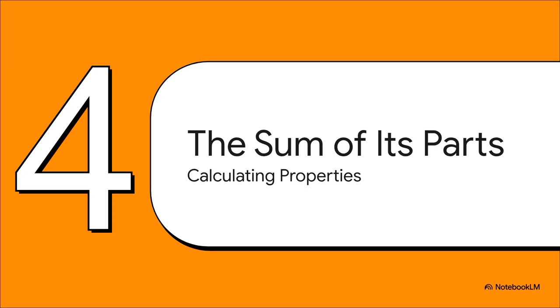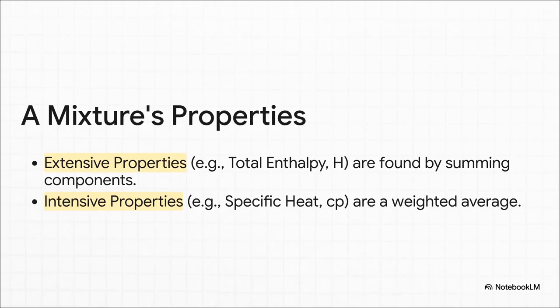All right, so now we can predict a mixture's state, its pressure, its volume, its temperature. The next logical step is to figure out its properties, like how much total energy is actually stored inside. And the way we do this is pretty intuitive. For total properties, like the total energy inside the container, you just add up the energy of each individual gas. Piece of cake. But for properties that describe the character of the gas, like its specific heat, which is how much energy it takes to raise its temperature by 1 degree, for those, you calculate a weighted average based on how much of each ingredient is in the mix.